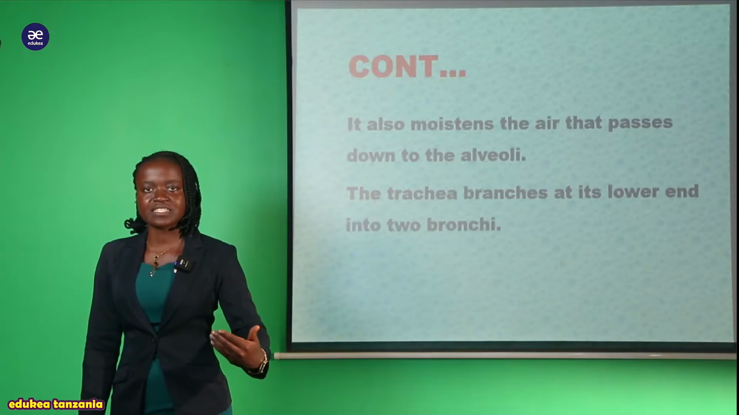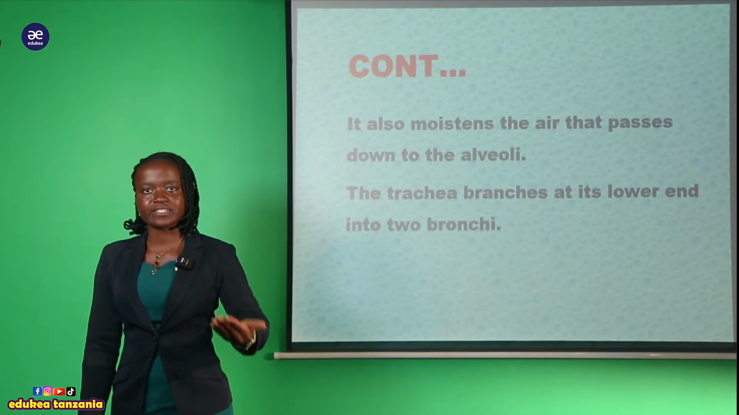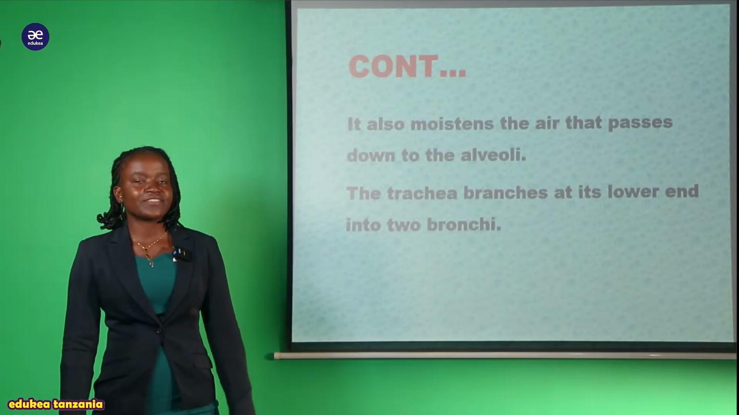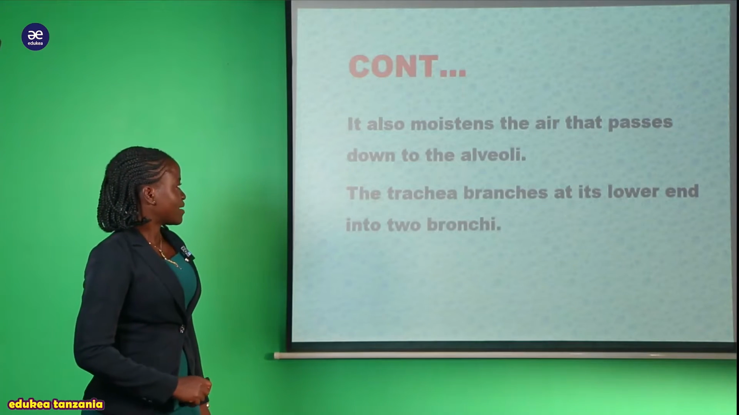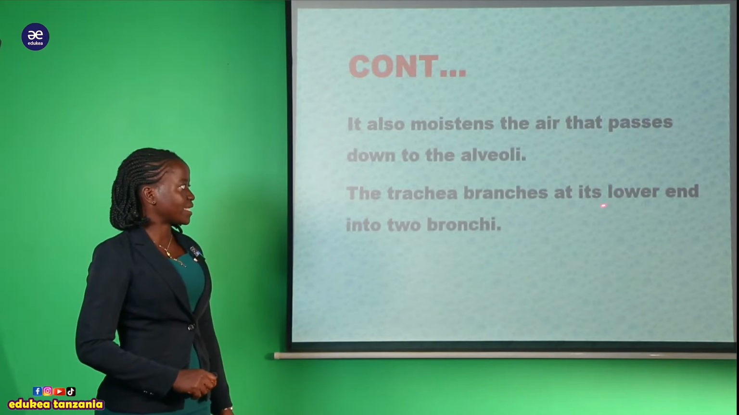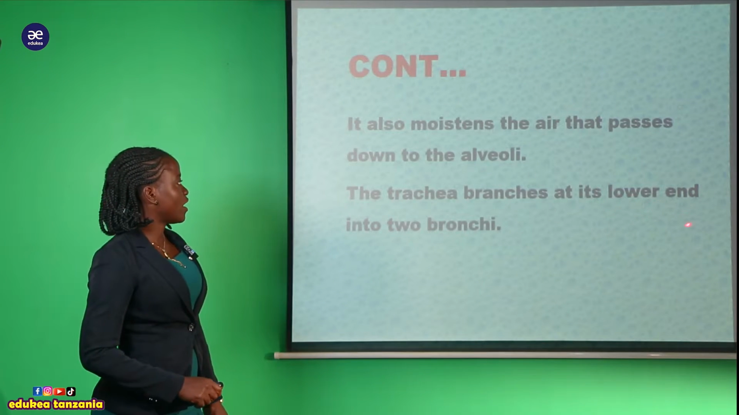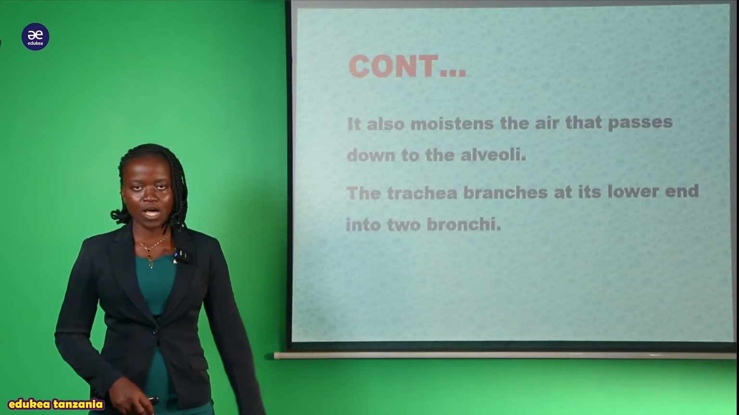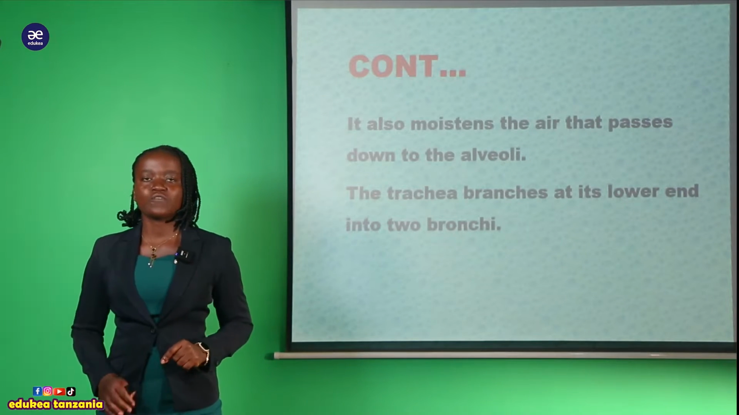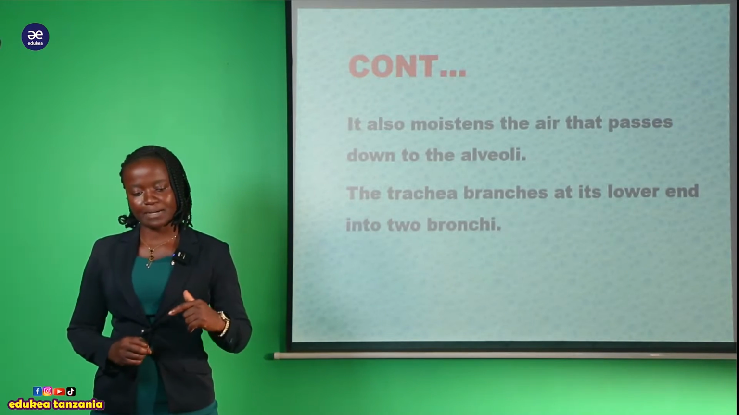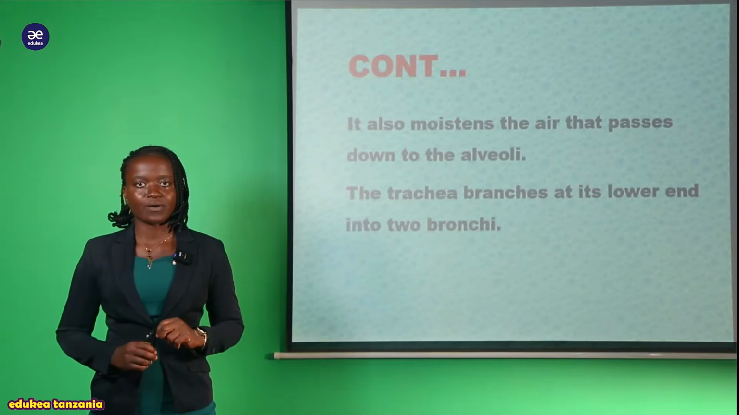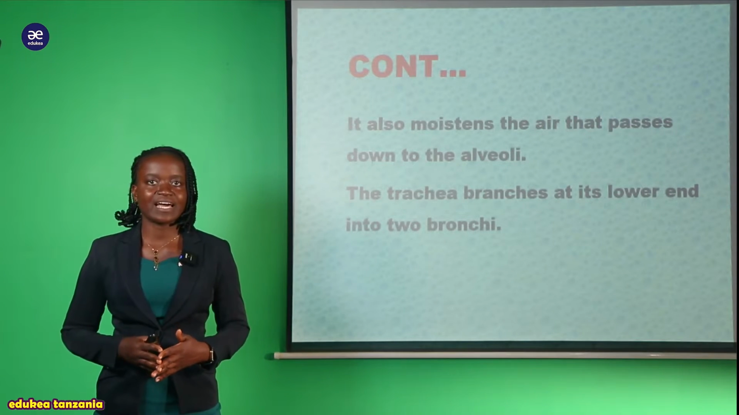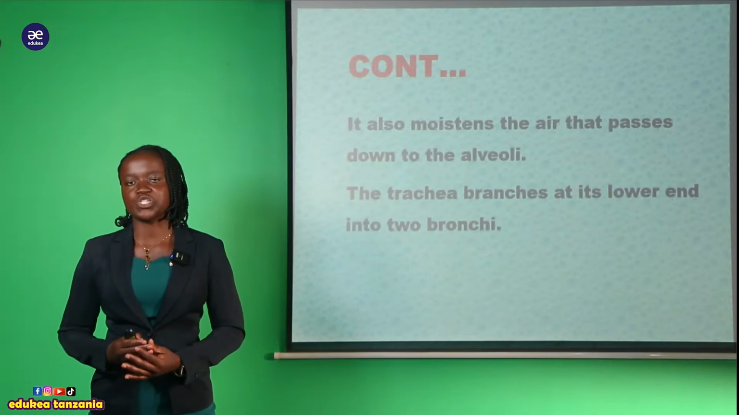So that moistening condition, where does it come from? It comes from the mucus that is produced by the goblet cells. But also the trachea branches at its lower end into two bronchi. So at the end of the trachea is where there are two branches. Those branches that divide from the trachea are what we call the bronchi.